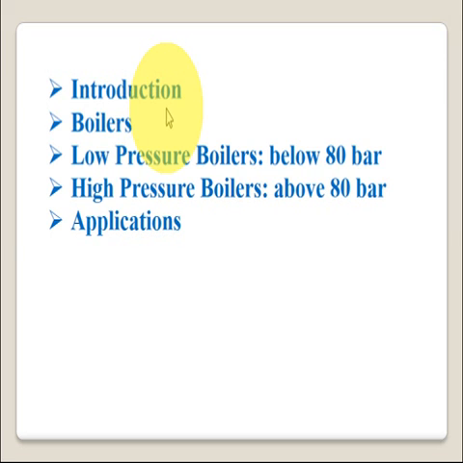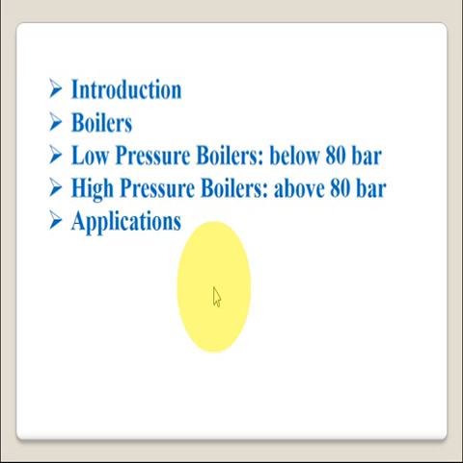When the steam generated in a boiler is below 80 bar pressure, then boiler is called as low pressure boiler. And if the pressure of steam generated is more than 80 bar, then the boiler is called as high pressure boiler. Low pressure boiler is used to supply steam in a sugar factory, in rubber vulcanization process, and also in various chemical and food processes for supplying heat.